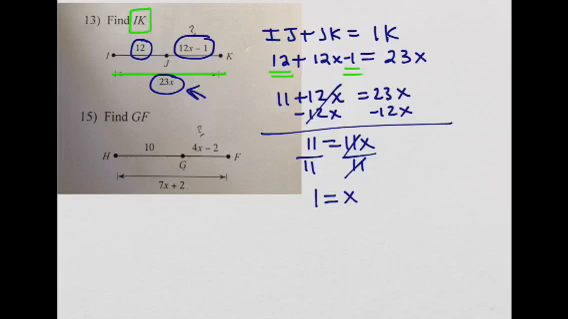So IK is 23x. Sorry, got distracted. So 23 times 1, 23 for IK.